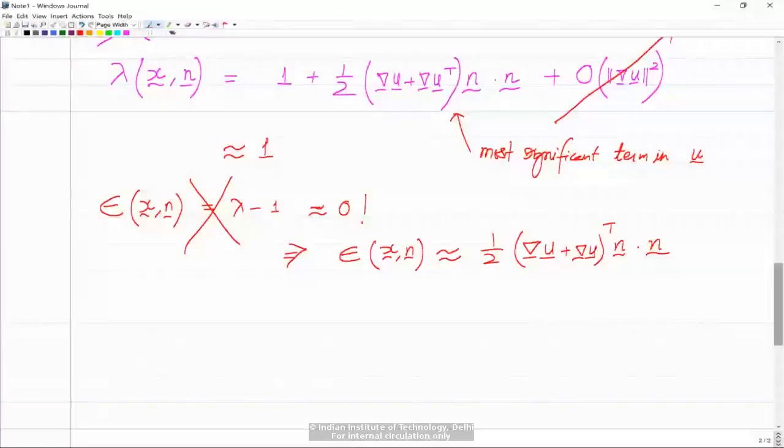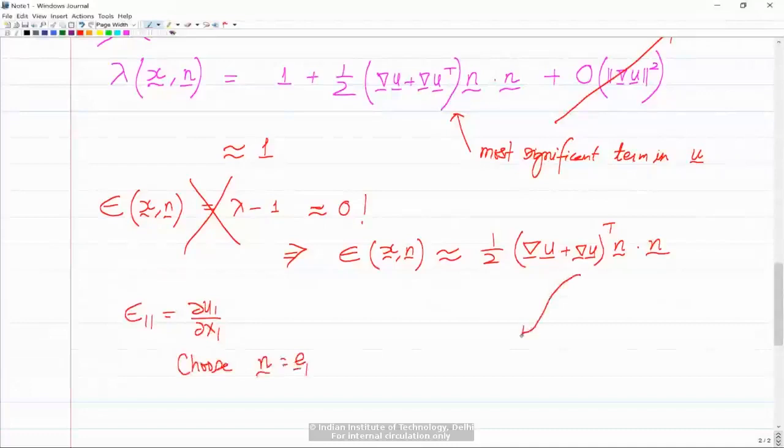Can we recover that epsilon xx is del u1 by del x1 from here? Remember that in undergraduate, epsilon 1 is del u1 by del x1. And what was epsilon 1? That is the elongation or the normal strain of a line element along E1, right? So we have to choose n to be E1 here. Okay, so choose n equal to E1 and see what we get.